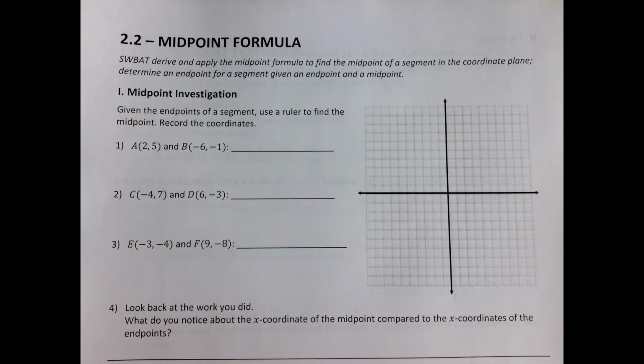Okay, guys, welcome to lesson 2.2, the midpoint formula. Lesson 2.1 was the distance formula, and these are two different formulas. The distance of something is the length of something, whereas the midpoint formula will tell you where the center of a segment is located on the coordinate plane.